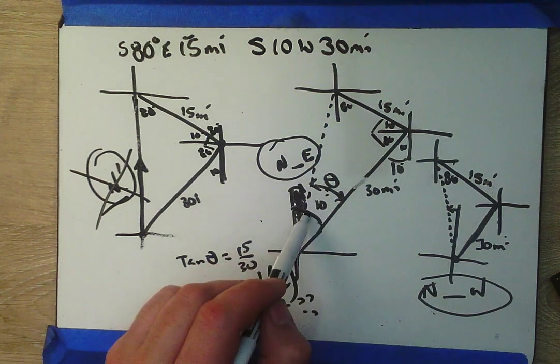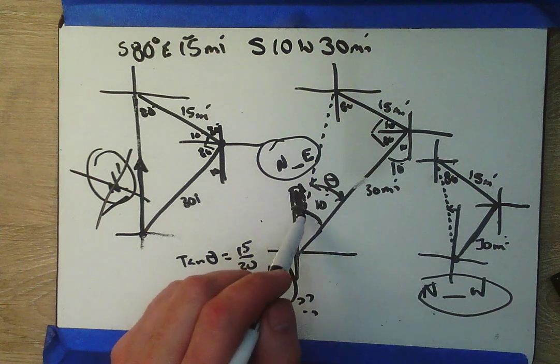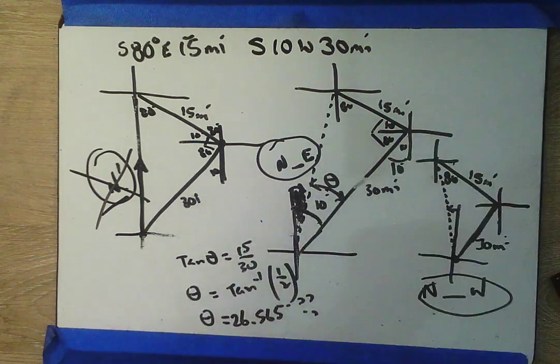Well, wait a second, if this angle is 26 degrees, and this has to be 10, this is already bigger than 10. And guess what? That's the indication that this is not the correct picture.